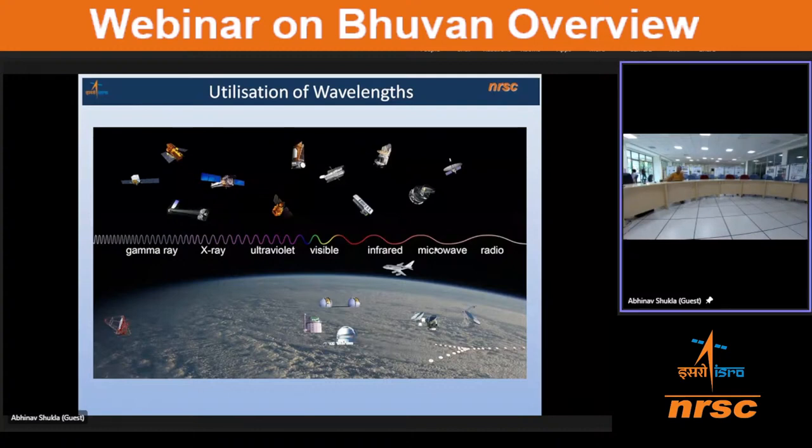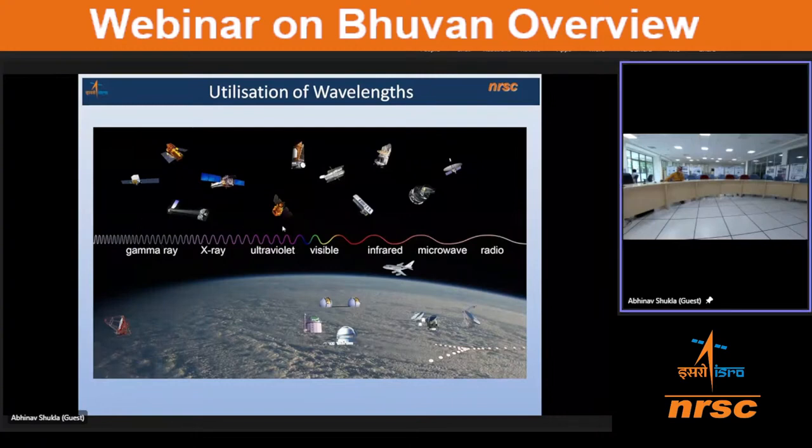For example, microwave, the satellites which operate in this particular band or wavelength, they have a benefit of basically penetrating the clouds. So these are basically more useful during the flood season, ongoing monsoons and all. Most of the floods which are mapped are mapped using microwave data. Thereafter, in visible spectrum, if you want to do some kind of agricultural assessment or any kind of high optical data related application, then you would go towards the visible spectrum and infrared as well.